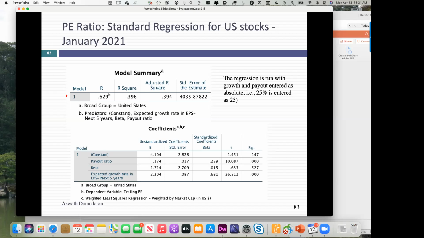Now we'll talk about why that might be happening, but before I leave this regression, I also checked out the T statistics. Remember the very simple rule of thumb I suggested in the last session. I'm looking to see whether they're greater than 2. Clearly payout and growth have T statistics well in excess of what I'd need them to be. But beta is pretty marginal, 0.63.